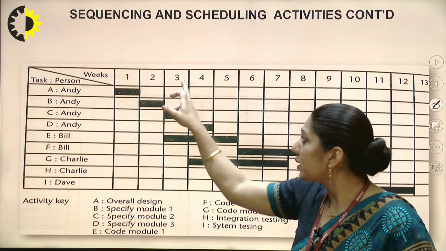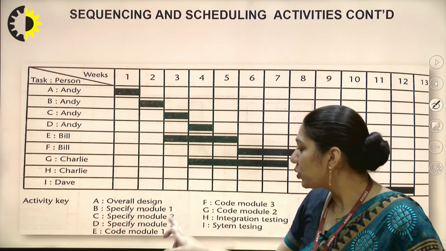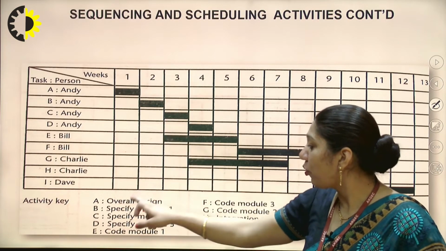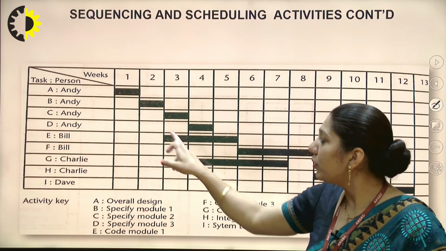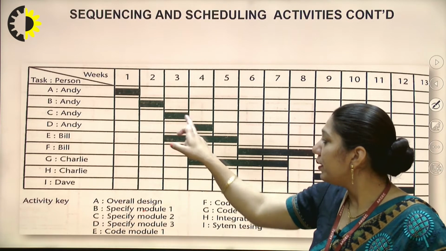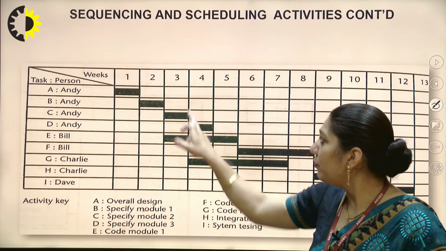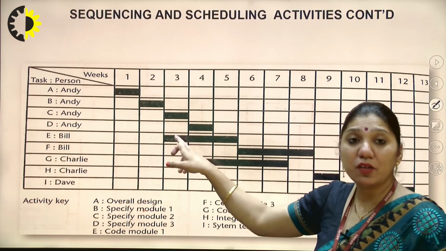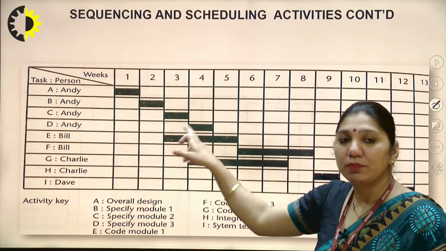In parallel, the responsibility of Bill starts from the third week. What does he have to do? He has to code module 1, because the module 1 part is already specified. So he will start this process in parallel when the module 3 work has started. So Bill will start the work with Andy in parallel in the third week of the project.